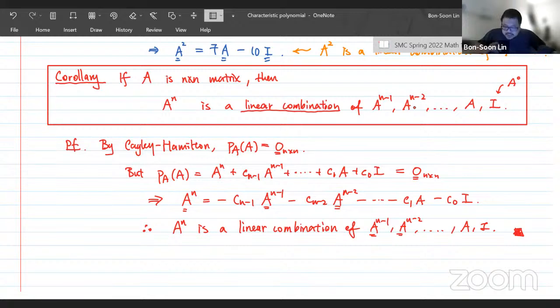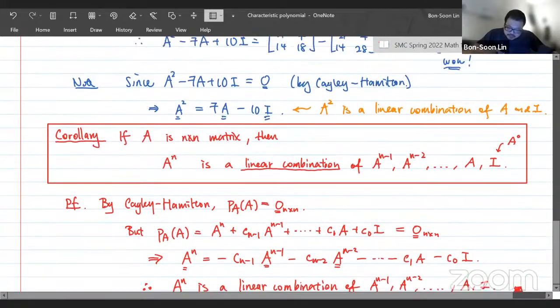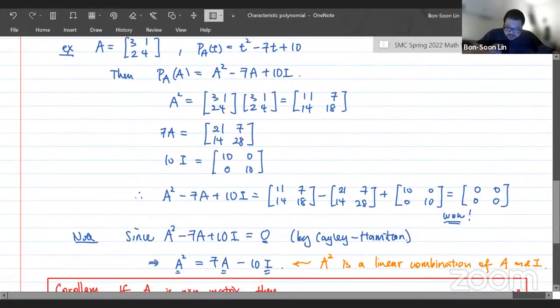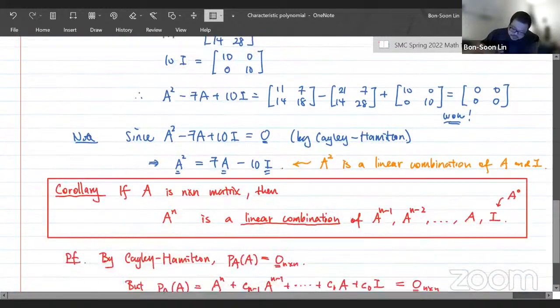So, for example, an application of this is that we can use this to calculate powers of matrices in a very curious way. For example, in this blue example, we found the characteristic polynomial of the square matrix is t squared minus 7t plus 10, right? And we got down to this relation, A squared is equal to 7A minus 10I by Cayley-Hamilton. We can use this to calculate, say, for example, the 4th power of A. Let me show you how.